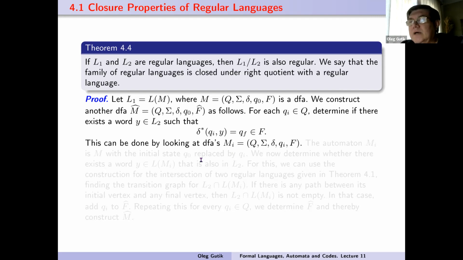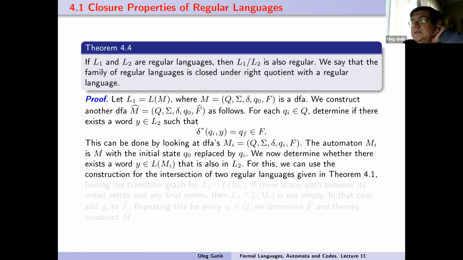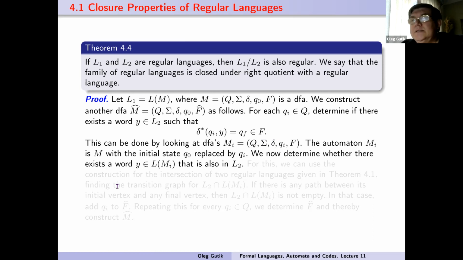This can be done by looking at deterministic finite automatons Mi with the set of states Q capital, our alphabet sigma with transition function delta, initial state Qi, and the set of final states F capital. The automaton Mi is M capital with the initial state q0 replaced by qi.